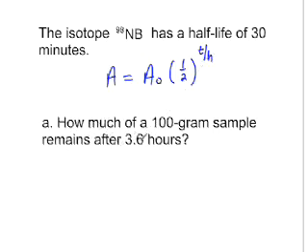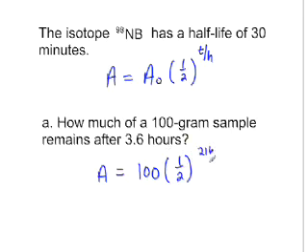So part A, how much of a 100-gram sample remains after 3.6 hours? We are looking for A when the initial amount is 100 grams. So A is A sub 0, the initial amount 100, multiplied by 1/2 raised to the T over H. T is 3.6 hours. H is 30 minutes. So again, we need to convert units. I'm going to convert 3.6 hours into 216 minutes, and that will be raised to the 216 over H.